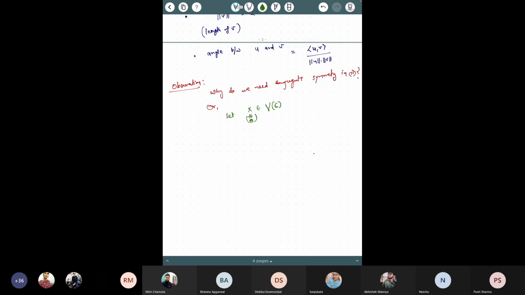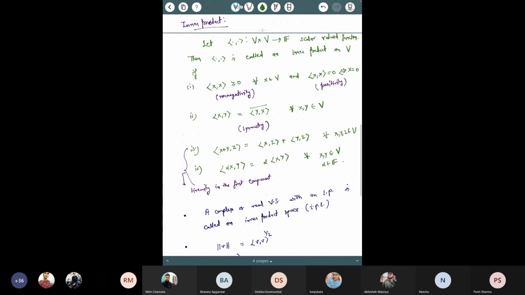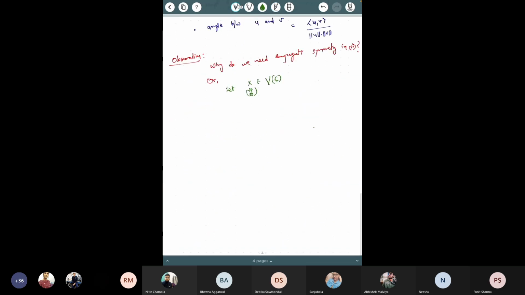So the question is, can I define such a function when V is a vector space over C? Can I define a function, let's say G, from V cross V to C, such that G satisfies these three properties, first, third, and fourth, and the second property just with the symmetry, not the conjugate symmetry? That means I just drop this thing here, remove the bar. Can I define such a function? The answer is that you cannot define such a function.